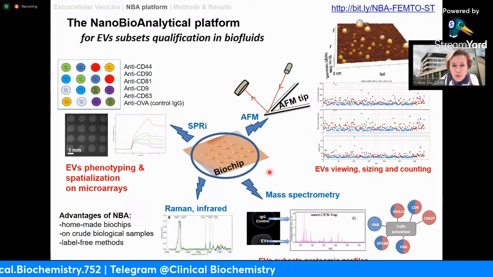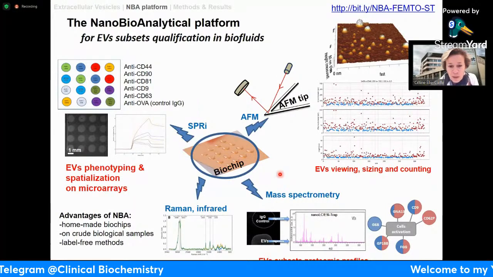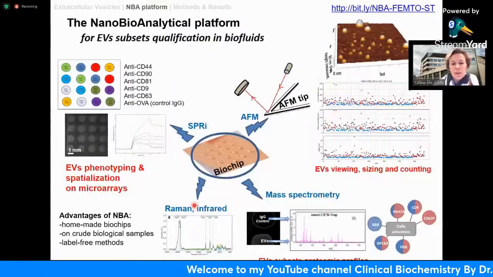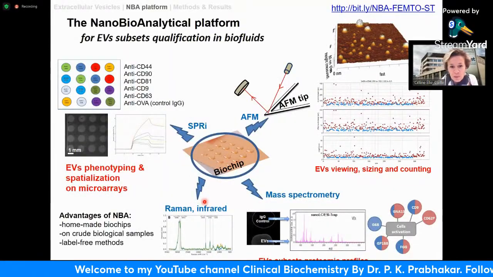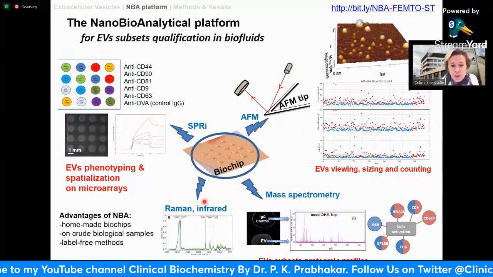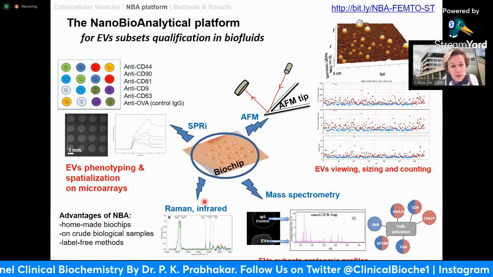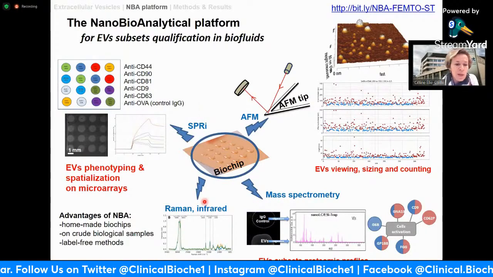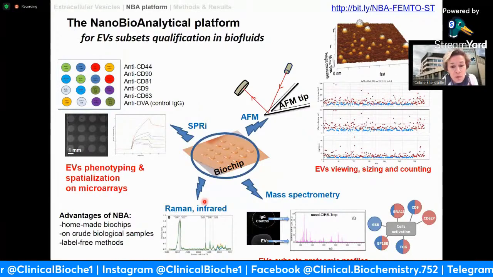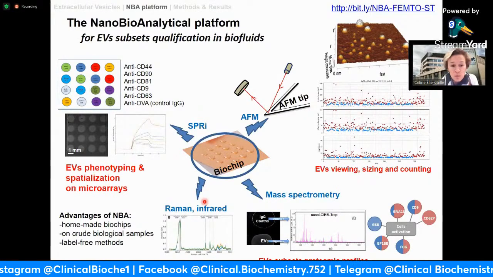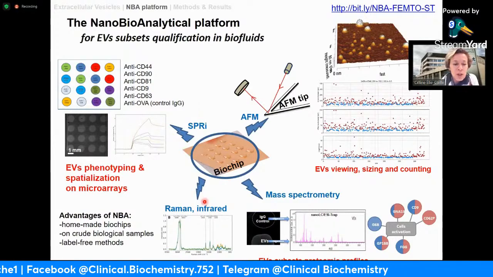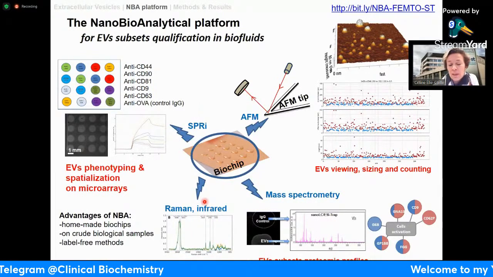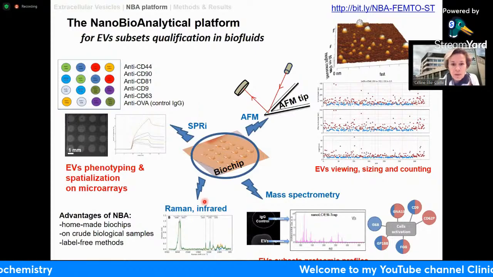We also combine this approach on the same substrate with mass spectrometry in order to get a proteomic profile of the different subsets. And in this paper, we combine it with Raman spectroscopy to get even a molecular profile of each subset. The advantage of this nano-bioanalytical platform, including AFM, is to provide a relatively complete view of EV subsets on crude samples because we use the functionalized chip, and as a label-free method because those three and even four different techniques don't use any label for characterization.